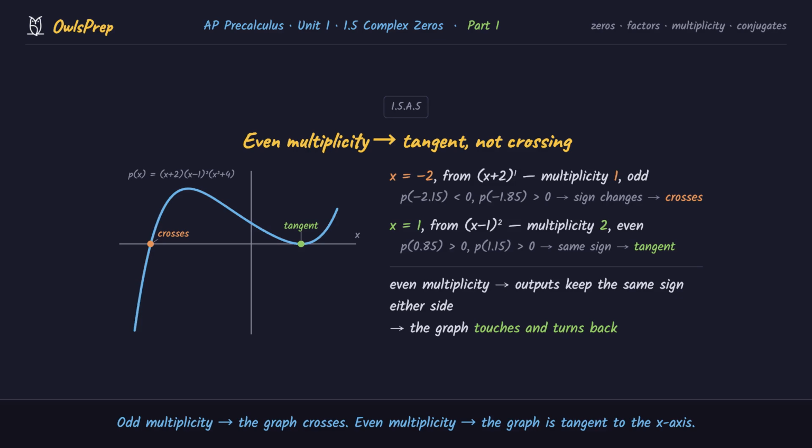At x equals 1 the factor is x minus 1 squared, multiplicity 2, which is even. At 0.85 the output is positive, and at 1.15 it's positive too. Same sign on both sides, so the curve comes down to the axis, touches it, and turns back without passing through. That's what even multiplicity means. The graph is tangent to the x-axis there.